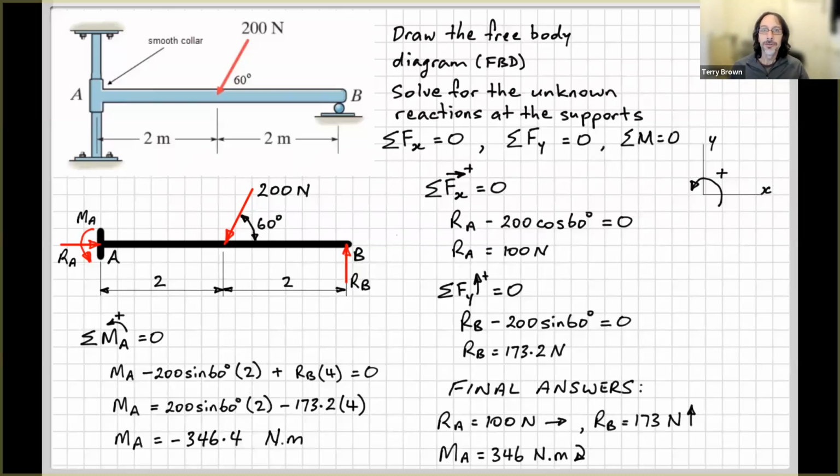All right, so that's it for this problem. Okay, so I hope that was helpful. A little bit of a more tricky problem than usual. Not your standard roller support, pin support, or built-in support this time. We had to be a little bit more careful about how we thought about supports, with that collar on the smooth rod.